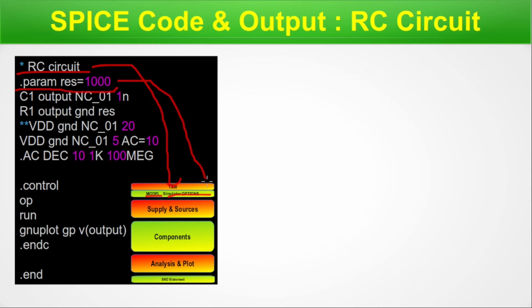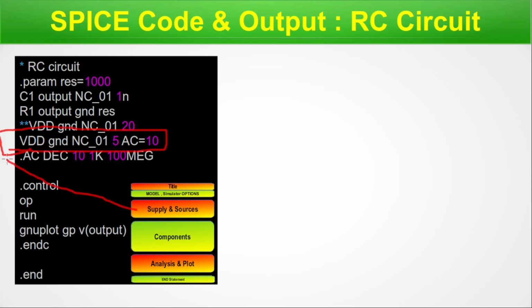So this belongs to the second one, the simulator options. Okay. And we have supply and sources. So here we have the supply and sources section. That is the VDD, and we have an AC voltage here. And we have commented this out, since this circuit is a passive circuit, RC, it does not need to get energized with a DC voltage. Okay.